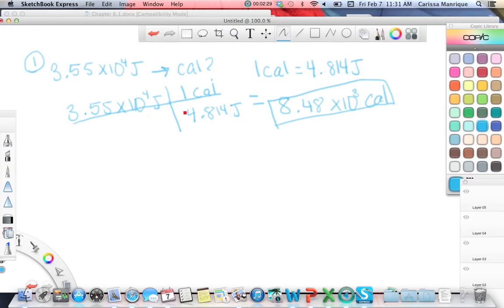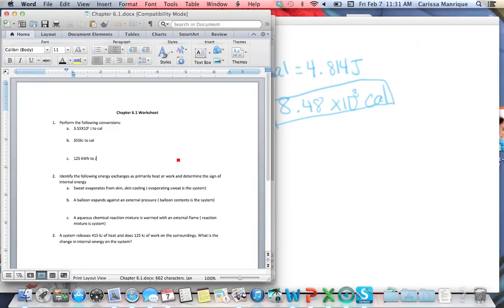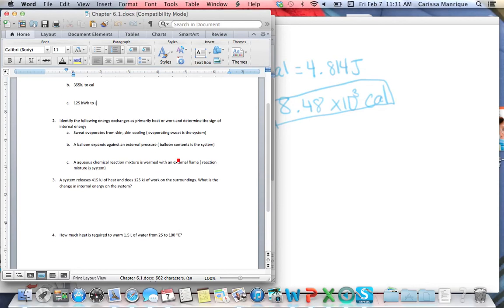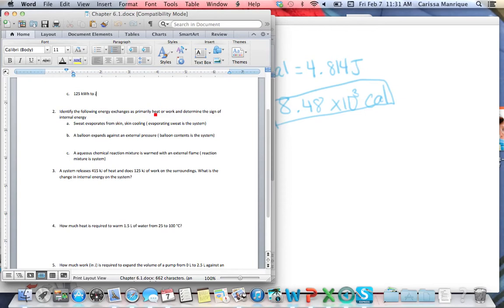Okay, let's look at the next one. The next one, let's just sort of walk this through. There's not really a workout. It's just, let's talk about this. So here it says to identify the following energy exchanges as primarily heat or work. So we decide, are they talking about heat or work here? And determine the sign of internal energy.